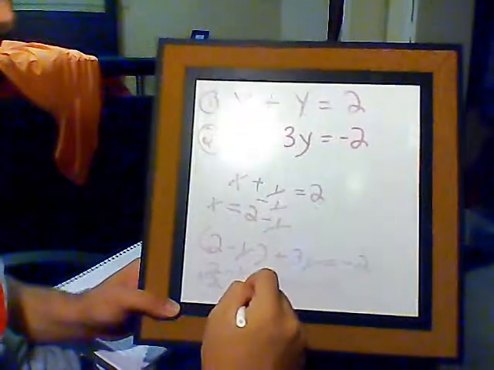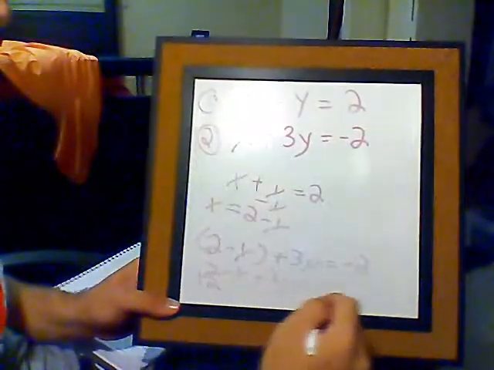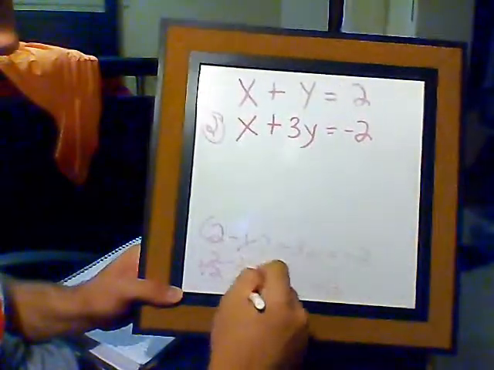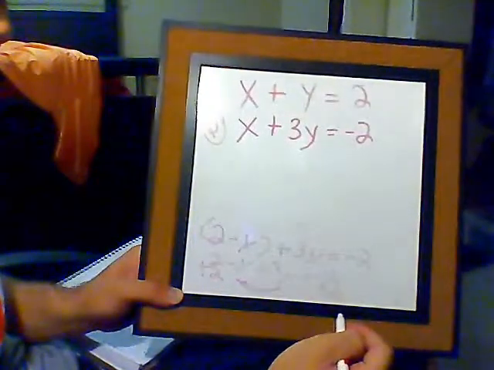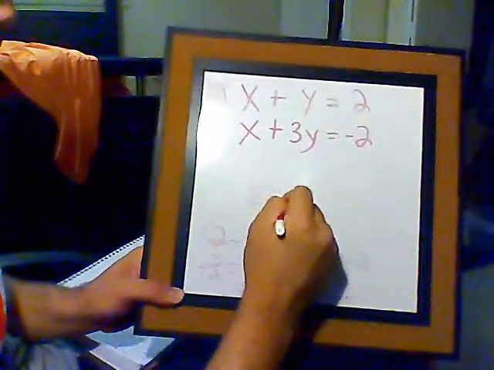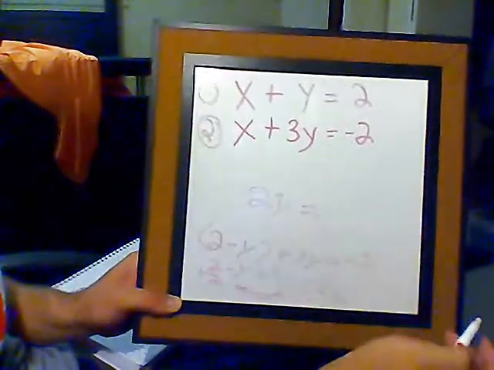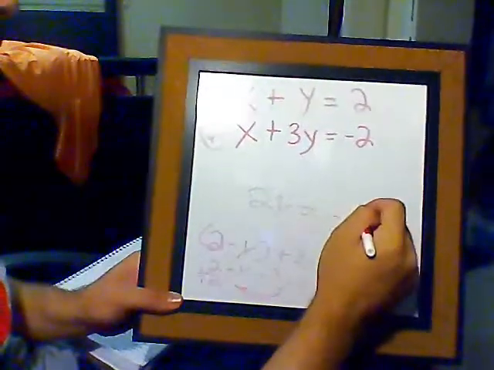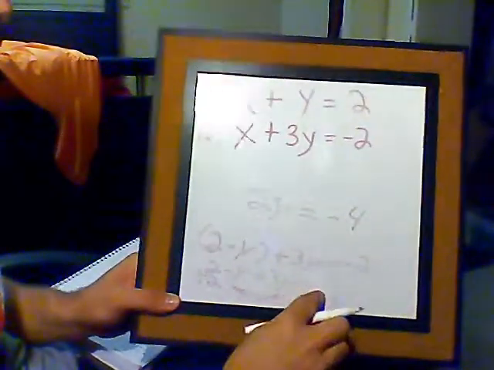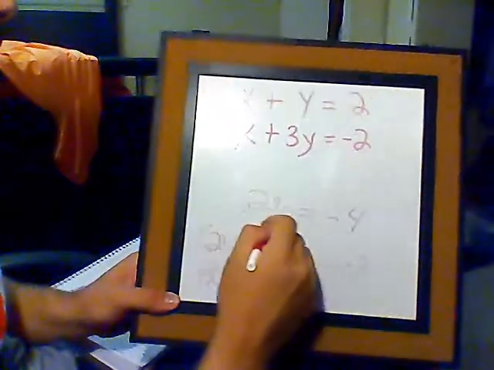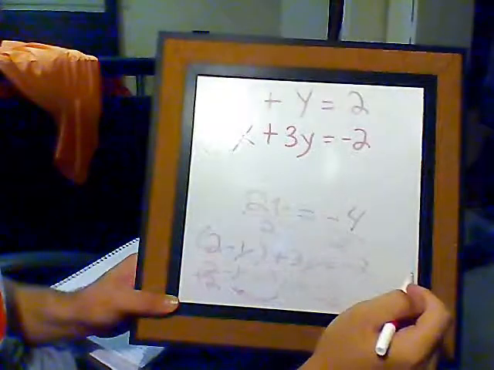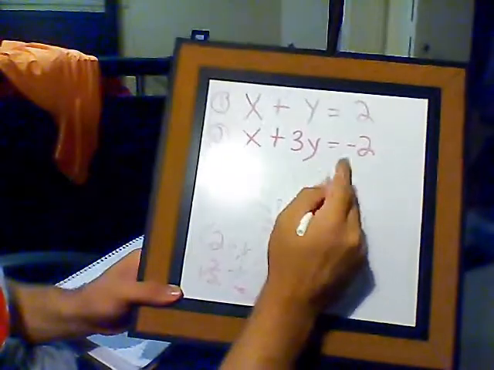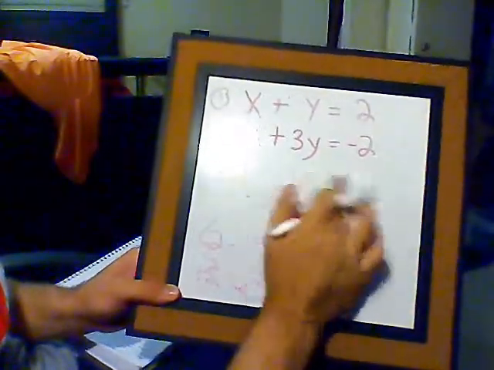Subtract the 2 to the other side, and you're going to combine the y values together. So now you're left with 2y equals negative 4. Once you find this, you divide by 2 on both sides to get y by itself. Final answer for y should be y equals negative 2.